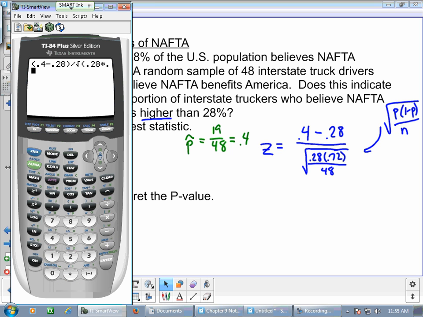Zach, the only reason you would, well, I'll give you a reason that you might want one. Other than that, they might ask you to calculate it. Because there is a way we can determine whether or not to reject the null based on the test statistic. So here's our test statistic, 1.85.